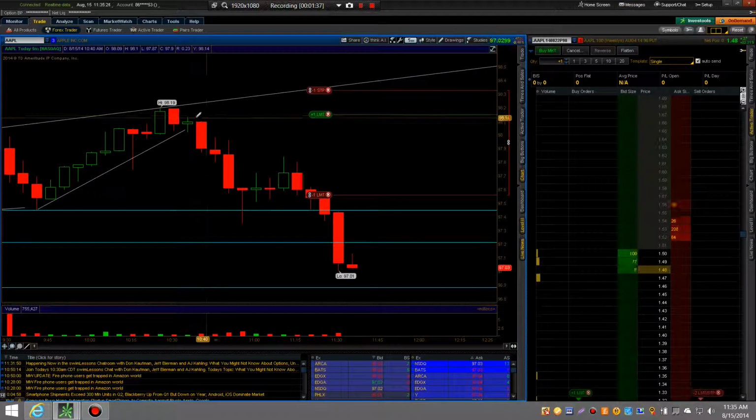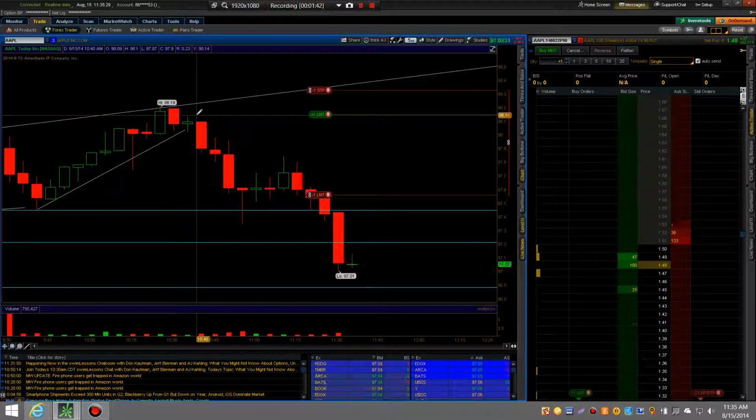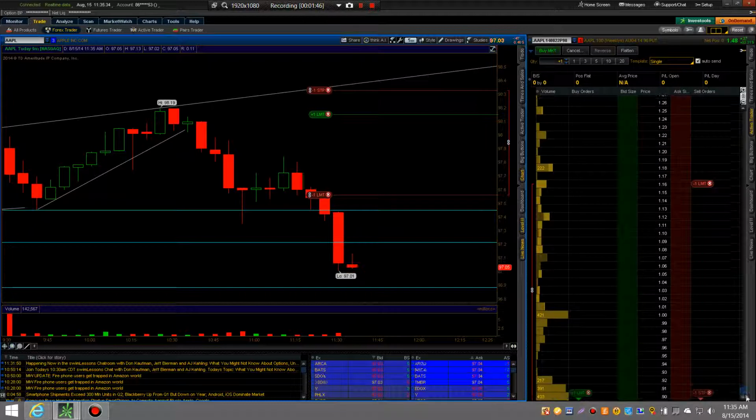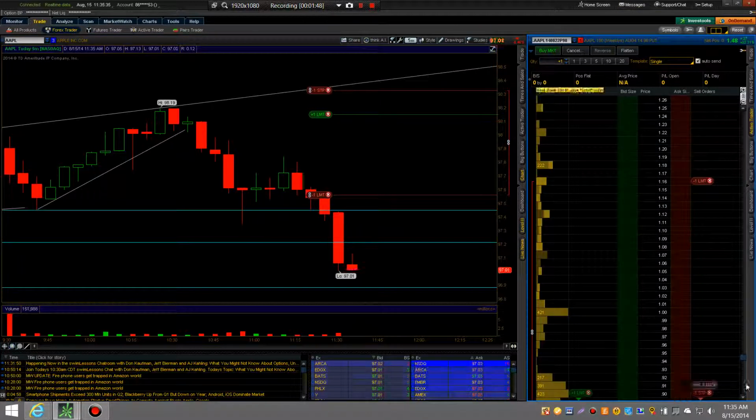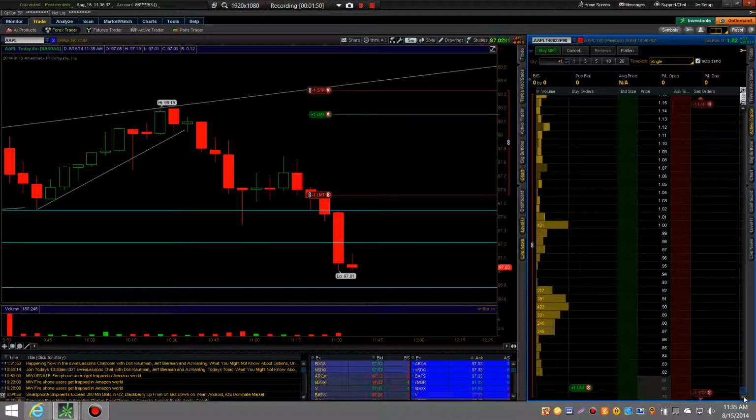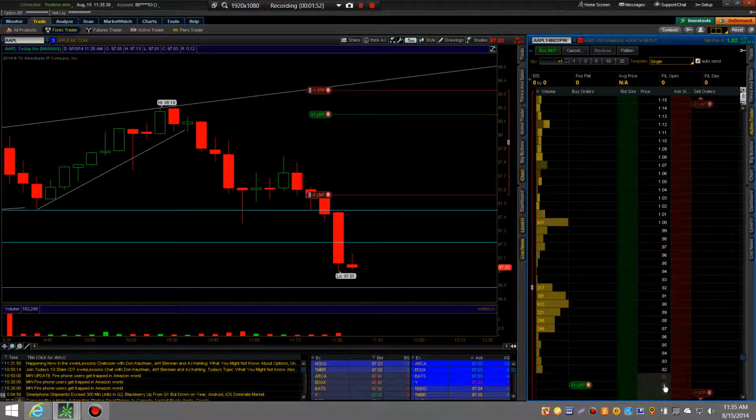So I put my order in, and it did not get triggered. 80 cents is what I put in for my buy. Let's see here if you can see it on the right hand side. Yes, down here, 80 cents, and it went as far as 82. You can see the volume over here. So I missed it by 2 cents.